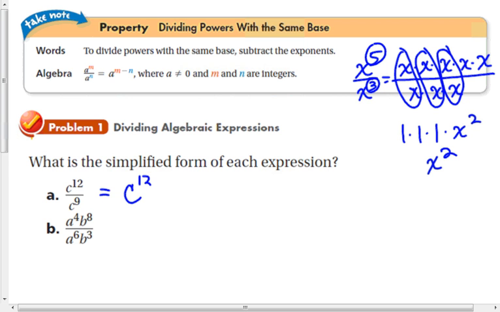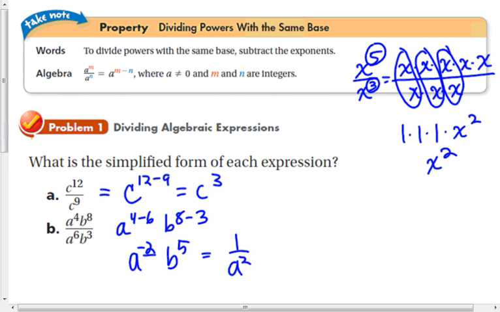So we just need to do, when we're dividing, 12 minus 9, and we get c to the third. Here we're going to do a to the 4 minus 6, and then b to the 8 minus 3. And that's going to give us a to the negative second, b to the fifth. To be simplified, we don't want a negative power, so we're going to write that as 1 over a squared times b to the fifth. Of course, that's b to the fifth over 1, so we get b to the fifth over a squared. All right, you try that.